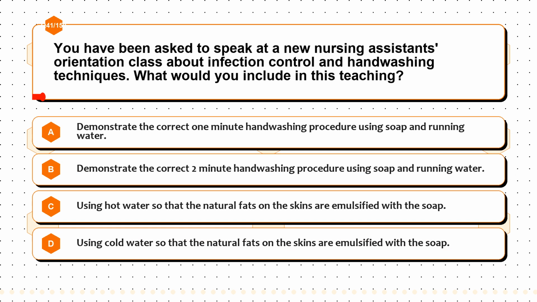Question 41. You have been asked to speak at a new nursing assistance orientation class about infection control and hand-washing techniques. What would you include in this teaching? Here are the options. Option A. Demonstrate the correct 1-minute hand-washing procedure using soap and running water. Option B. Demonstrate the correct 2-minute hand-washing procedure using soap and running water. Option C. Using hot water so that the natural fats on the skins are emulsified with the soap. Option D. Using cold water so that the natural fats on the skins are emulsified with the soap.